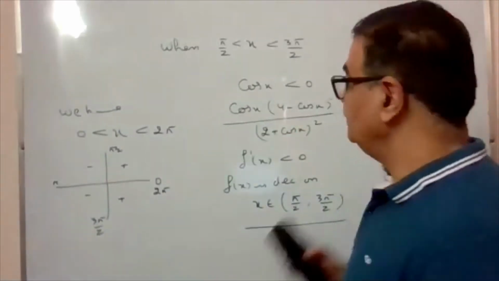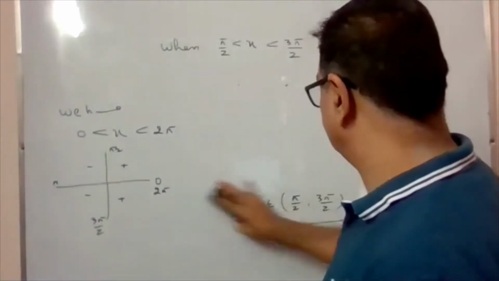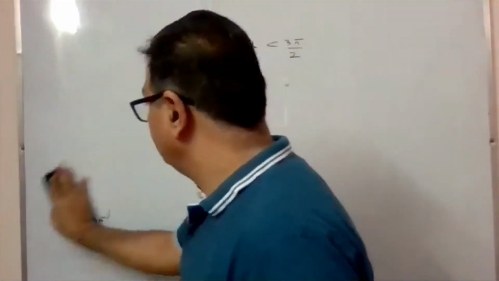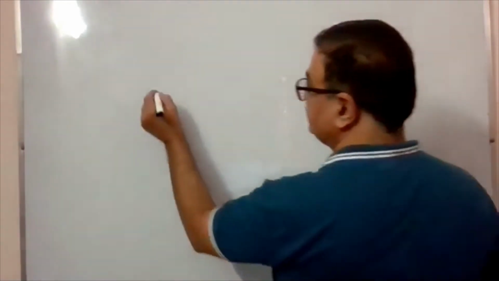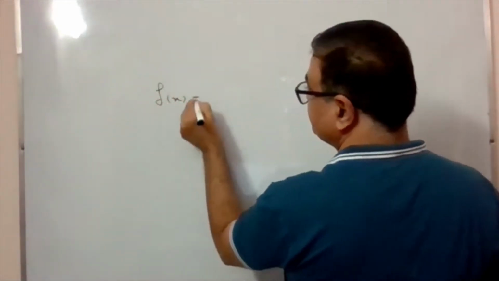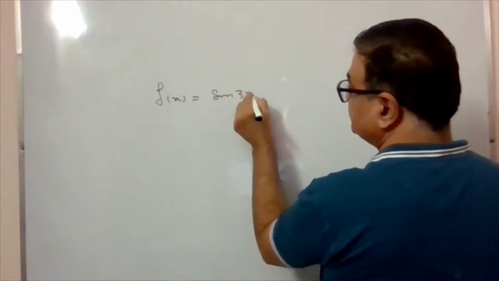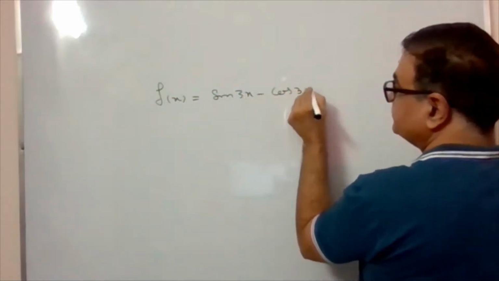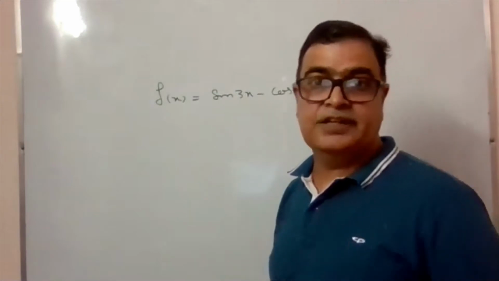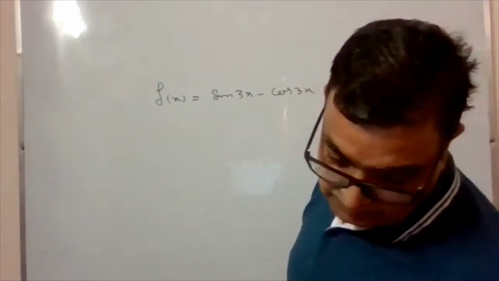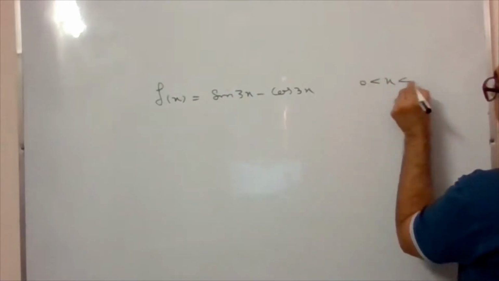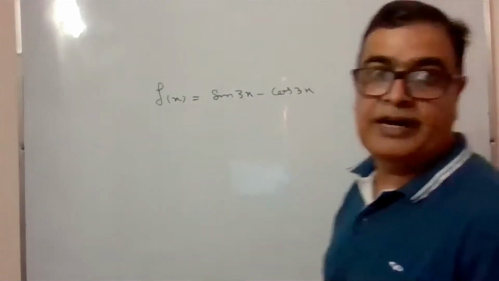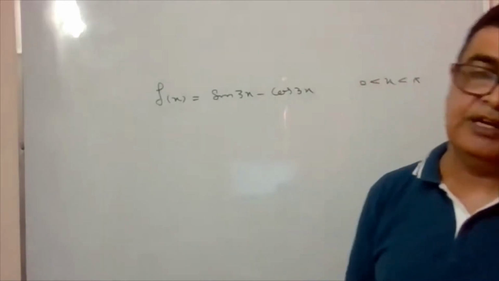f(x) is equal to sine 3x minus cos 3x. x is given between 0 and pi. Find the interval where it is increasing, where it is decreasing.